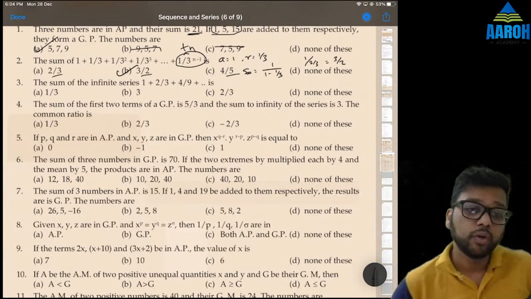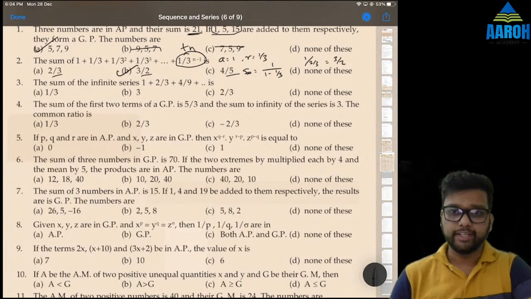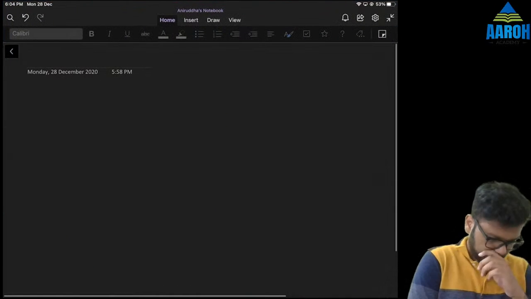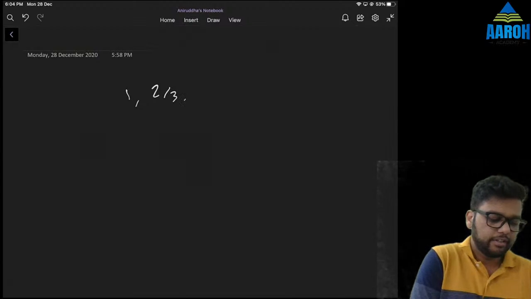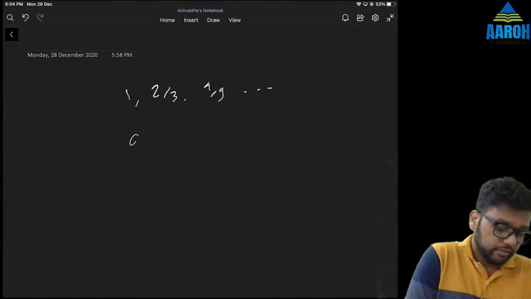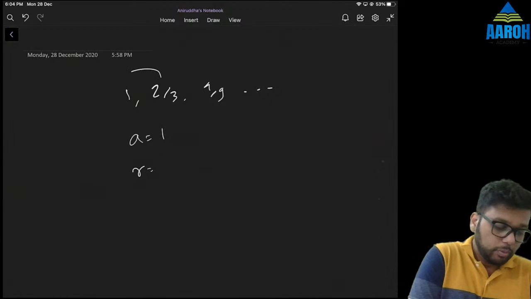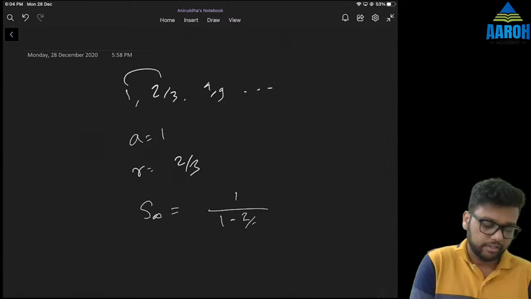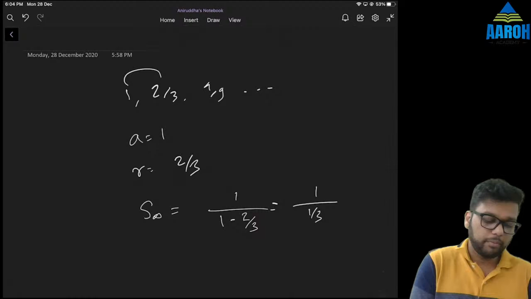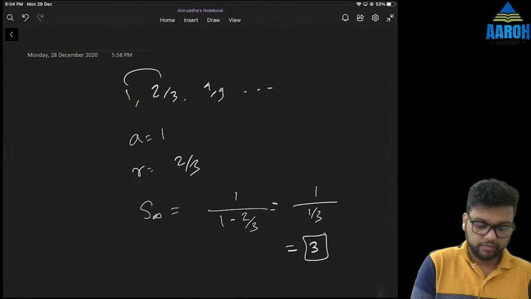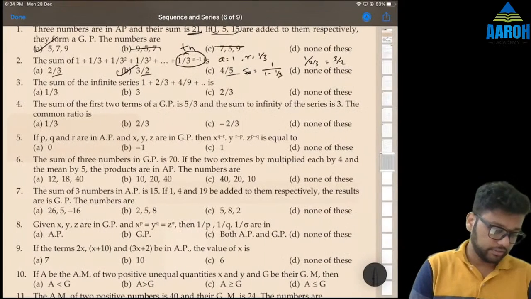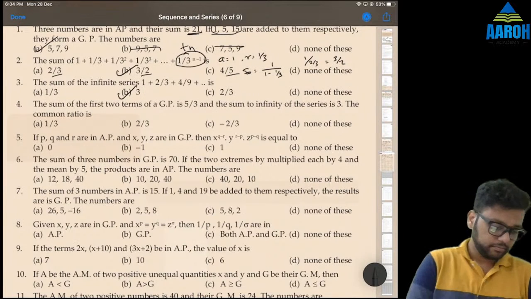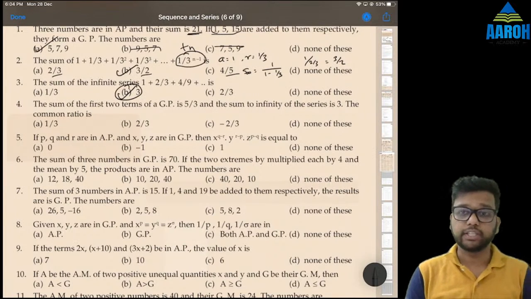Sum of infinite series 1, 2 by 3, 4 by 9 dot dot dot is, again that is the sum up to infinity. Here the first term is 1, common ratio is 2 by 3 upon 1, which is 2 by 3. That means S infinity will be what? A upon 1 minus r, which is 1 upon 1 by 3, means 3 by 1. So 3 is the correct answer, which is option B. Got it? Third B, correct, good Akanksha, that is correct.